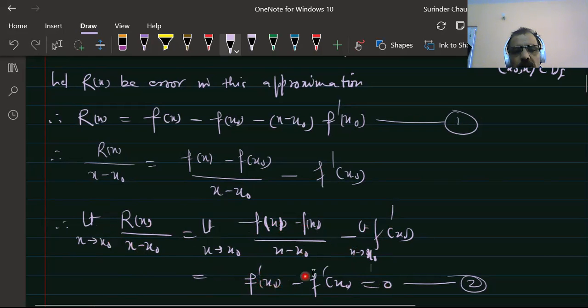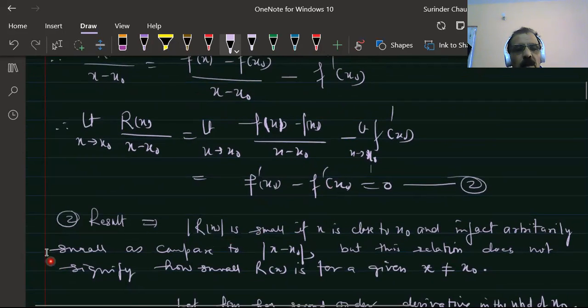We have shown that this error limit is 0, and this result implies that R(x) is small. R(x) is the error. The error term is small if x is close to x naught, and in fact arbitrarily small, very small as compared to the modulus of x minus x naught.